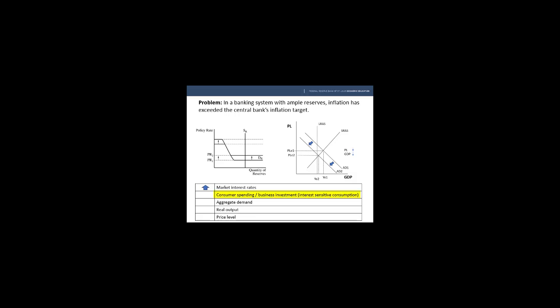These higher market interest rates make borrowing money less affordable. Higher interest rates increase the cost of borrowing money and make saving more advantageous, and that discourages consumers from spending on some goods and services, and it also reduces business investment in new equipment. The decrease in consumption spending and business investment, which is called interest-sensitive consumption, decreases the overall demand for goods and services in the economy, thus shifting the aggregate demand to the left from AD1 to AD2.